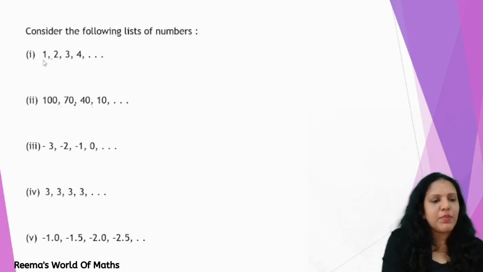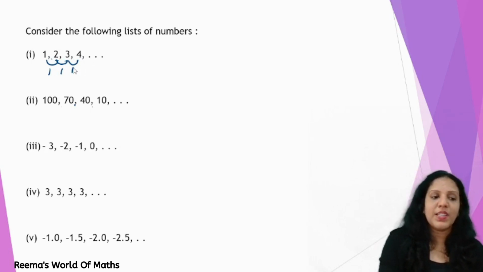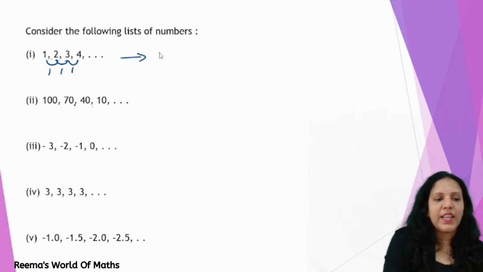Let's see. The first number is 1 and the second number is 2. So the difference between these two numbers is 1. The difference between the second number and the third term is also 1, and the difference between the fourth term and the third term is also 1. So here the common difference, the difference between two consecutive numbers, is always the same. It is constant. So we can say this is an AP, an arithmetic progression, and the common difference here is 1.